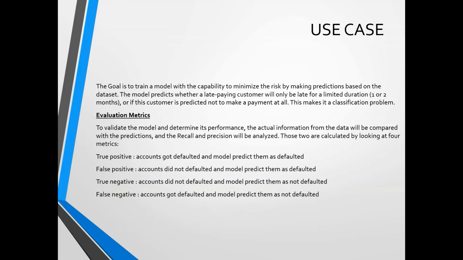A true positive is where the model has predicted the customer will default and the customer has actually defaulted. A false positive is a case where the model predicted them as defaulted. However, the customer did not default and he paid his credit card dues or outstanding to the bank. A true negative is a case where the model did not predict them as defaulted, and the accounts did not default and the customer had paid his outstanding.